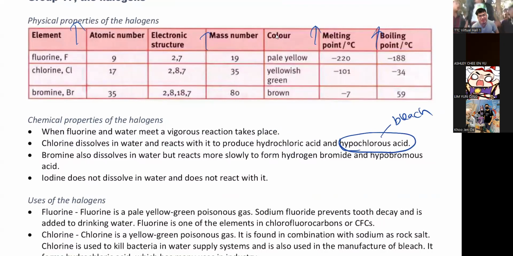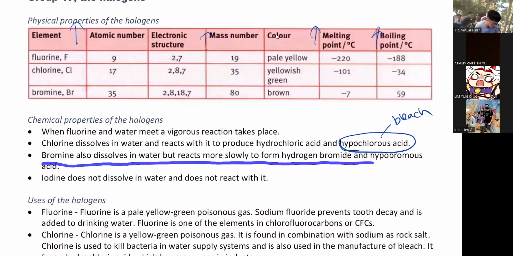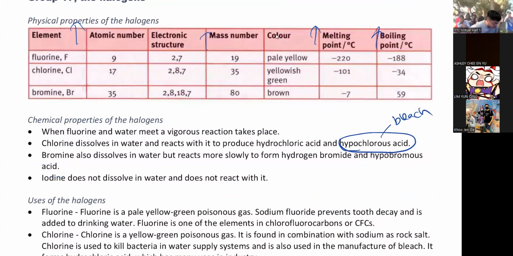Do you think this is bad? Yes, bleach is very bad. All right, you want to kill yourself, you drink bleach. I mean, it'll be very painful to die, but you know, drinking bleach is one of the ways. All right, and of course, bromine also dissolves in water but reacts more slowly and forms hydrogen bromide and hypobromous acid. Okay, not really important. Iodine is somewhat down here. There's one more called iodine. So iodine does not dissolve in water and does not react with it. So as you can see, they are all very reactive.